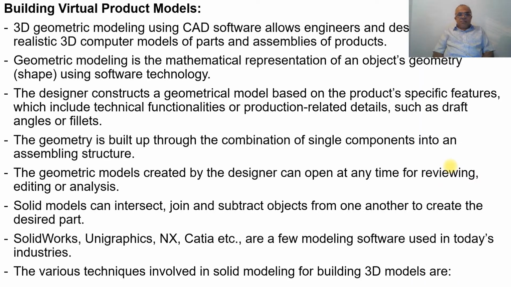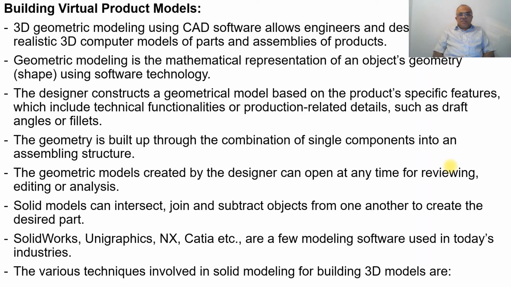Then the geometry is built up through a combination of single components into an assembly structure. That means you have single components put together from one component to the other. Basically, we create the solid models of individual parts, and then we go to the assembly environment and start assembling the individual parts.